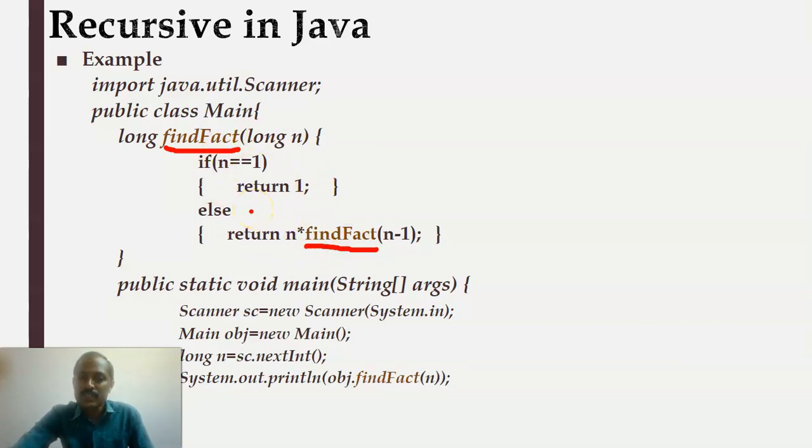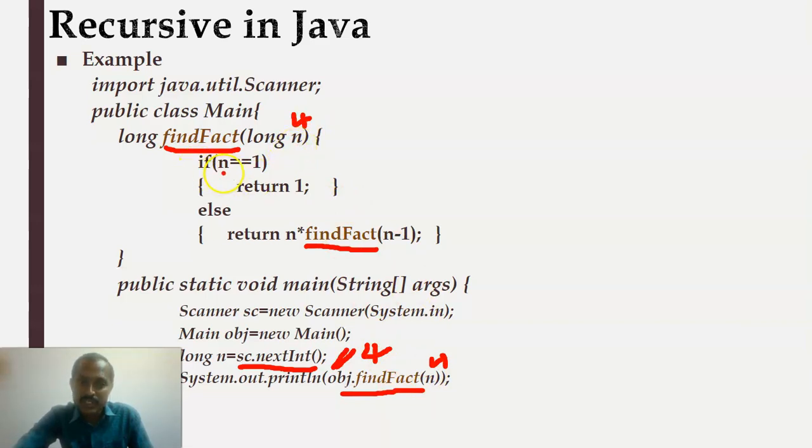Now, how does this recursive function work? Let us discuss. For example, I am getting an input from the user using a Scanner class object. The user enters the value 4, which is stored in the long value n. Now we call findFact with value 4. The n value is 4. So now the method findFact is called with value 4, and n is going to be 4.